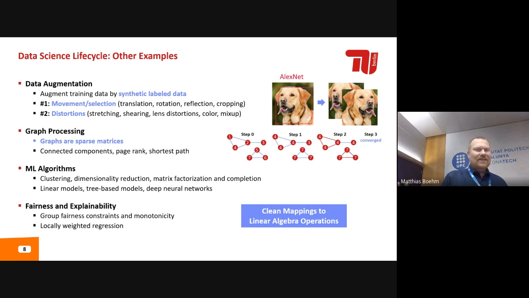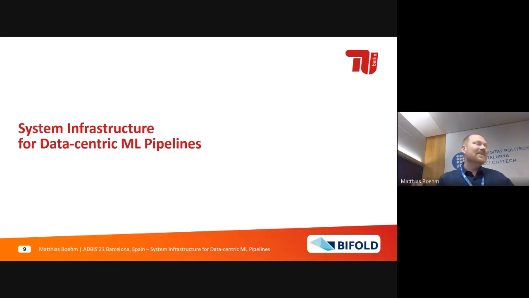So the key takeaway here for this first part is, for all those different applications along the entire data science lifecycle, there are really clean mappings, if you think a little bit about it, into linear algebra operations, which allows us to subsequently focus on optimizing those tensor computations. So I hope I could make a case that optimizing tensor computations is important. Now I want, in the second part, to talk about the system infrastructure we have been building for the last decade for those kinds of data-centric ML pipelines.